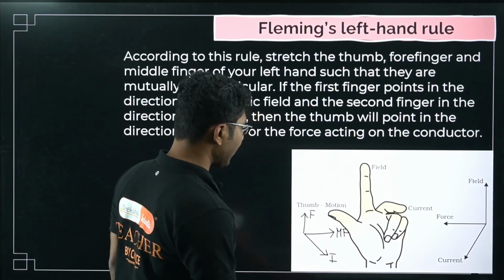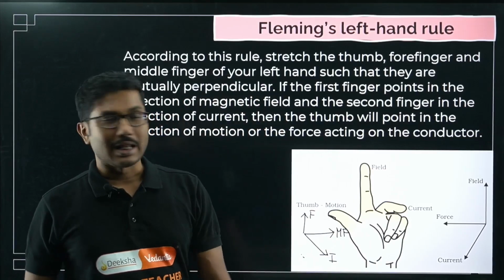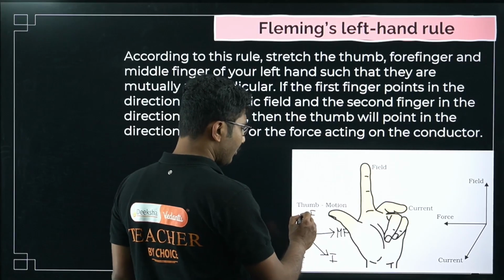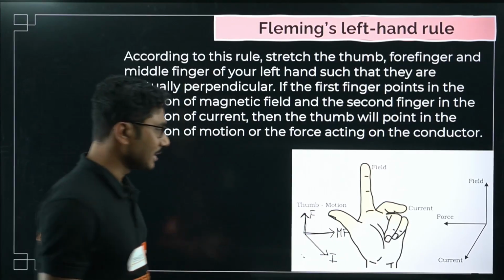This is one other way to represent Fleming's left hand rule. You don't need to draw the hand and explain like this. If you want to draw a diagram, better to draw the arrow diagram. This is much simpler, this is much easier.